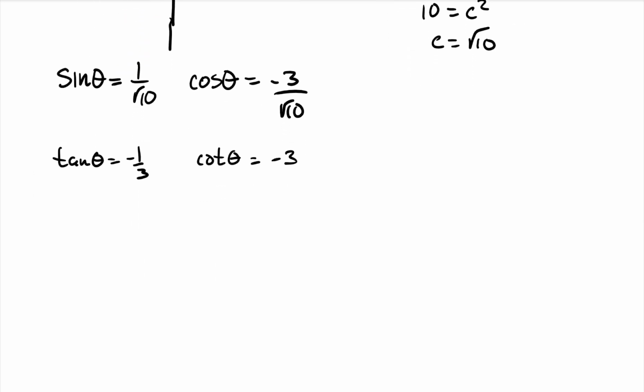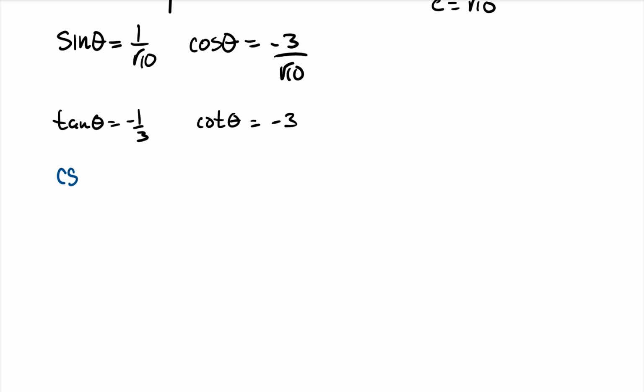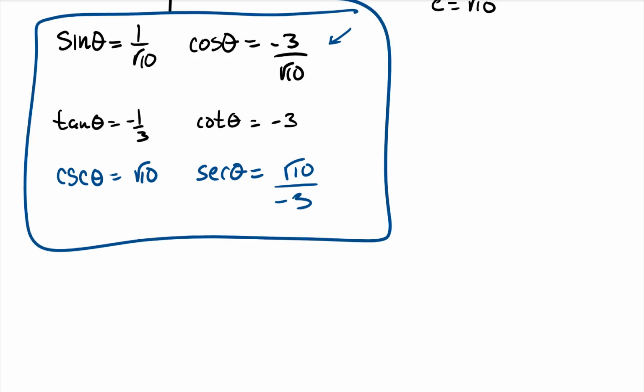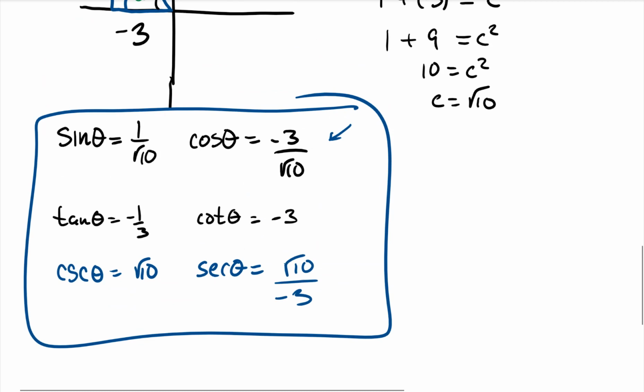Now, I'm not even looking at the triangle any longer. Cosecant goes with sine. So we're going to get root 10 over 1. Secant goes with cosine. So we're just going to flip over cosine. Get root 10 over -3. There's all the trig functions.